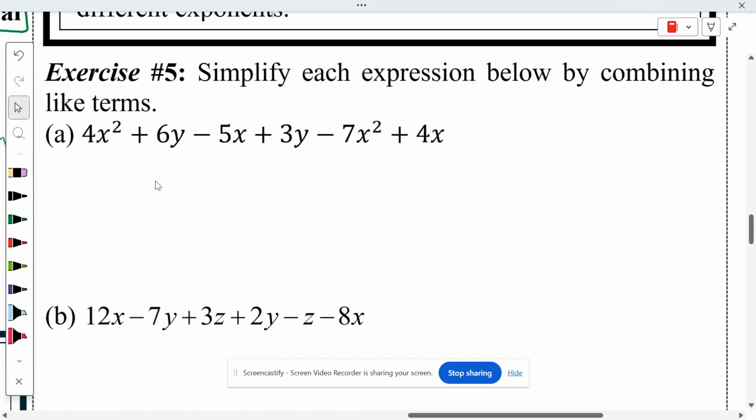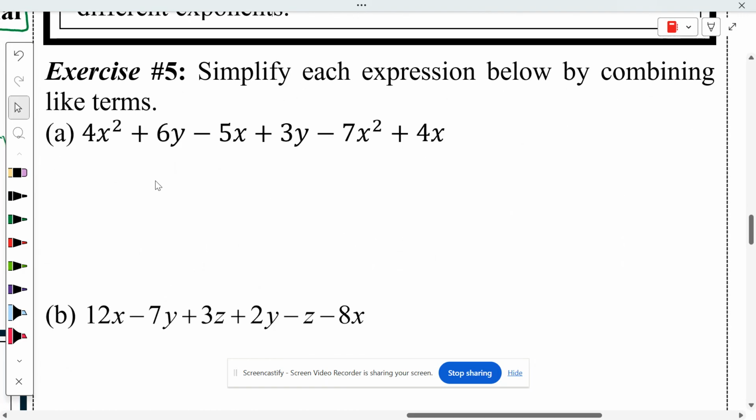So we're going to simplify each expression below by combining like terms. I always try to use colors. My first term is a 4x squared. I'm going to look and see, do I have any more x squareds? And I do. I have the term negative 7x squared. So I'm going to write those two down: 4x squared and negative 7x squared.